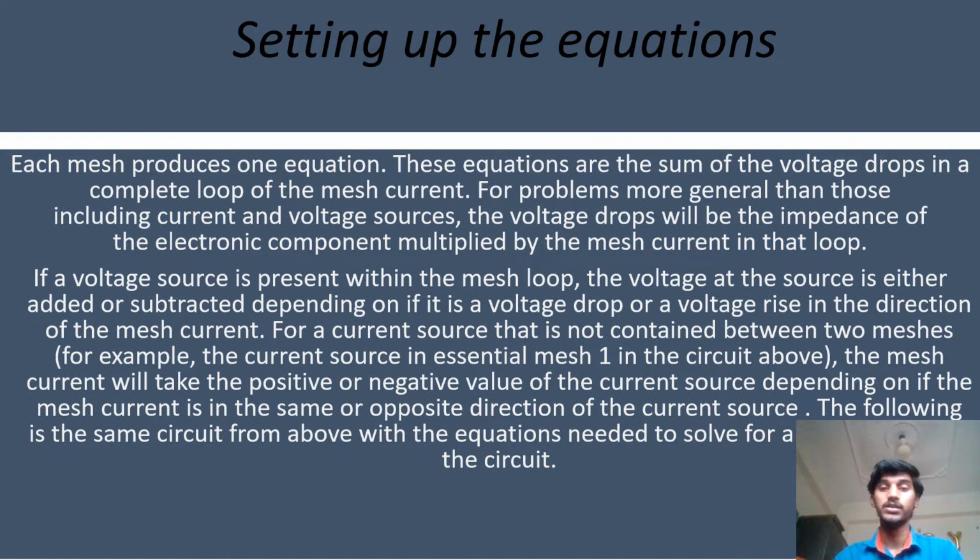For a current source that is not contained between two meshes, for example, the current source in essential mesh 1 in the circuit above, the mesh current will take the positive or negative value of the current source depending on whether the mesh current is in the same or opposite direction of the current source. The following is the same circuit from above with the equations needed to solve for the currents in the circuit.